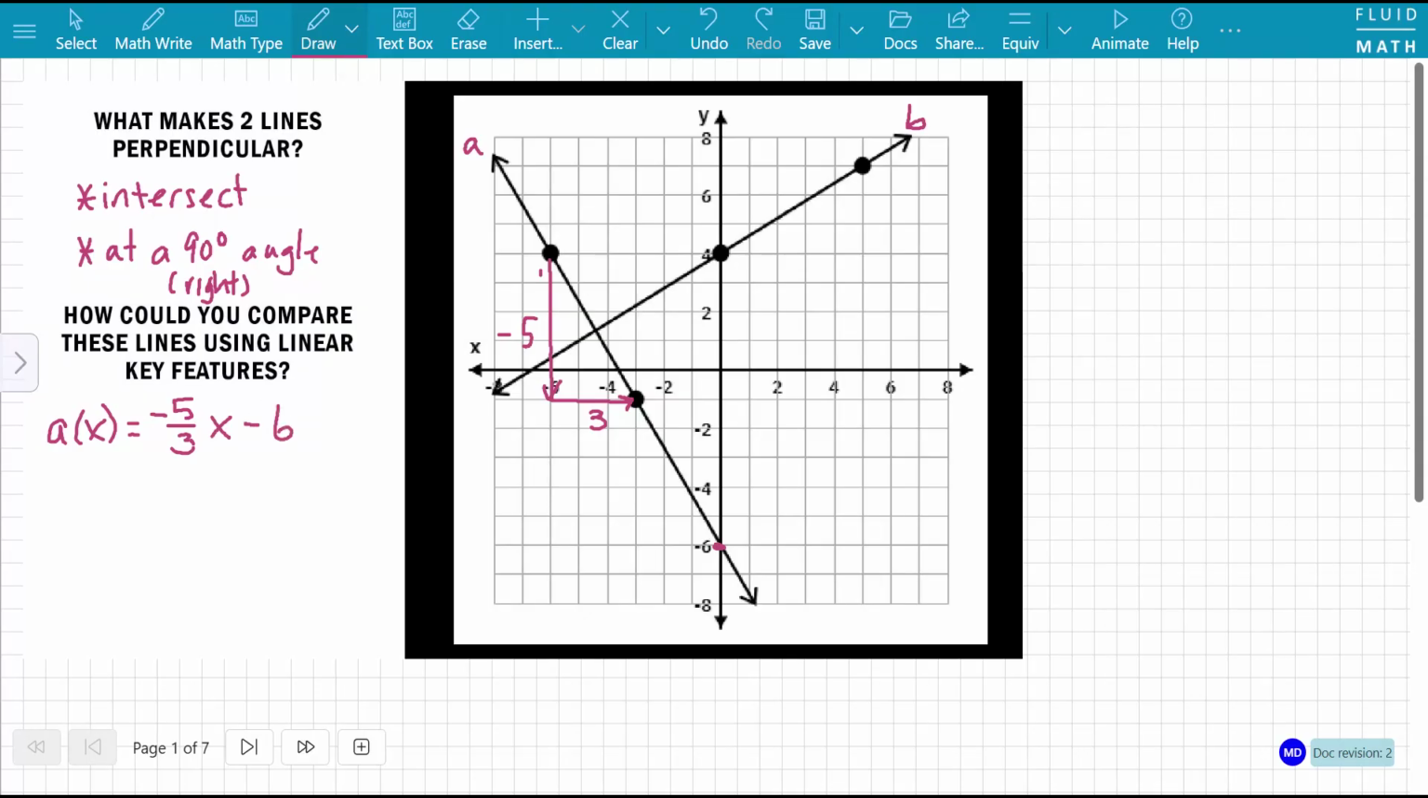Now let's look at line B. Line B, if I draw my little triangle here, whoopsie, sorry about that, I go up 3, right 5. And my y-intercept is 4. So B of x is 3/5 x plus 4. So take a look at those and see what is something that you notice immediately that's easy to change about them.